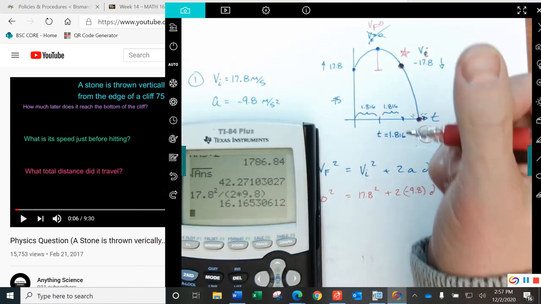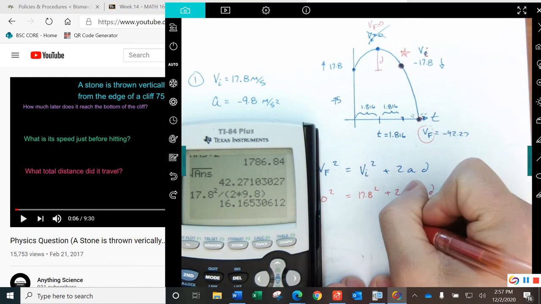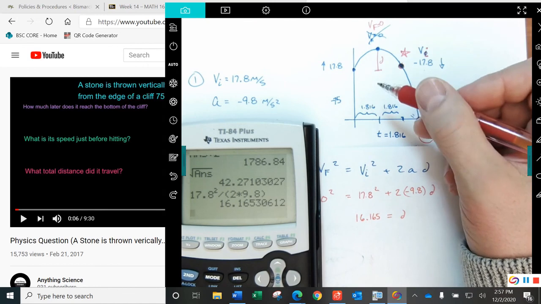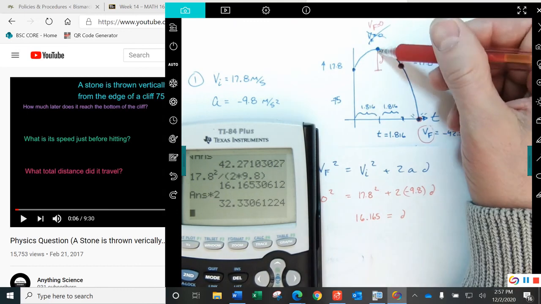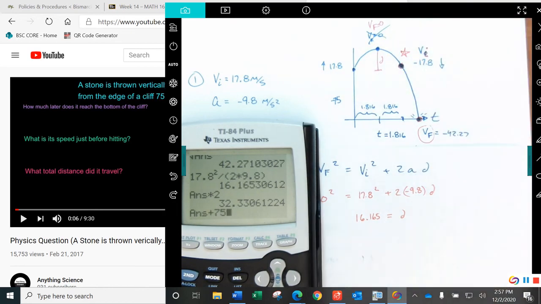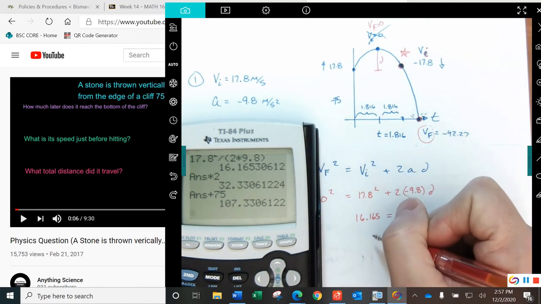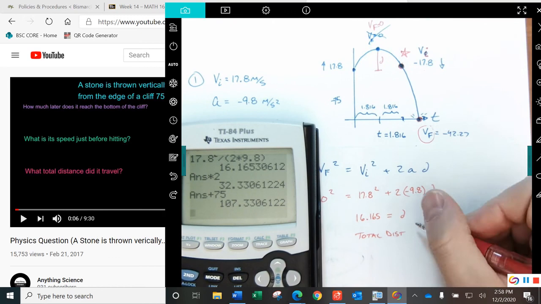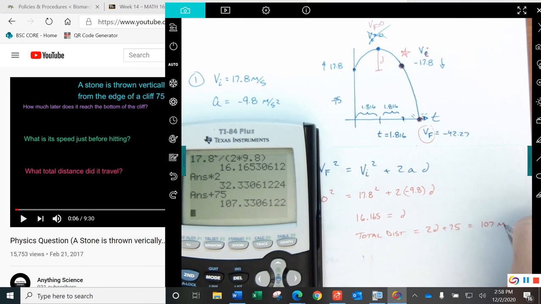Well, there we have it. This distance right in here, this d, that distance is 16.165. So it goes up and it comes back down, so I need 2 of those. I'll just multiply that by 2. 32 meters took care of going up and coming down, and then I've got another 75 meters that it's got to drop. So there we go. 2 of those d's, 2d plus the 75, we've got a total distance of .107 meters. There we got it.